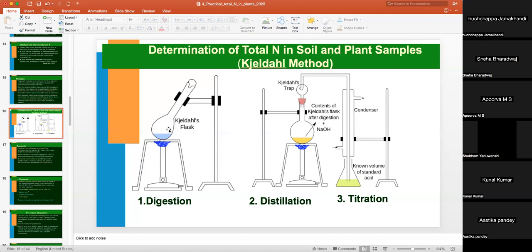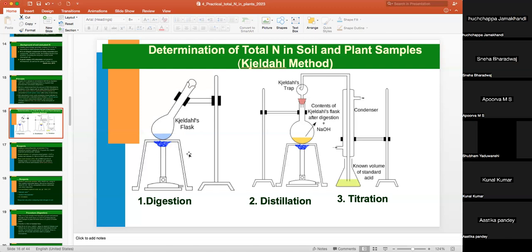I will show you the proportion of copper sulfate and sodium sulfate. In both cases, whether for plant or for soil, they raise the boiling point, which means if you use them, less energy will be consumed and the process of decomposition will be accelerated, it will be fast. So this is how we digest the soil or plant sample for total nitrogen, where finally you have got all kinds of nitrogen in ammoniacal form.